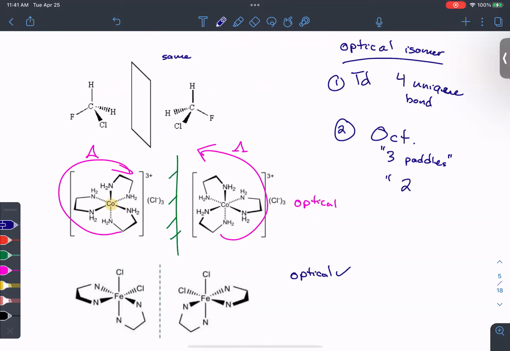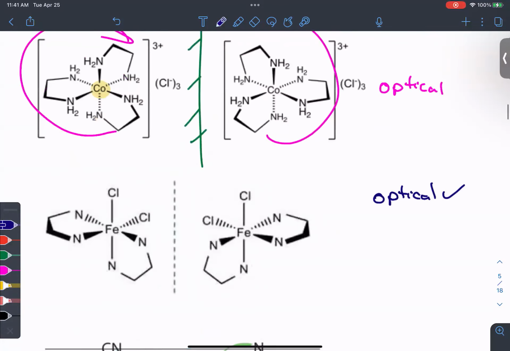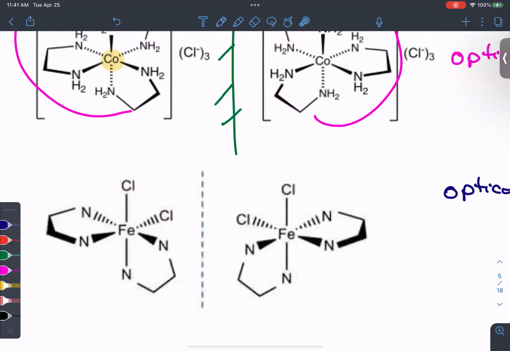You can also have 2 paddles. Because here, let me show you this way. These chlorines, they're identical, right? What if I just did this? Doesn't that look like a paddle? Because those 2 chlorides are there next to one another, cis to one another, it kind of completes this cis paddle arrangement with 3 different paddles around our octahedron field. So these 2 molecules are in fact optical isomers as well.